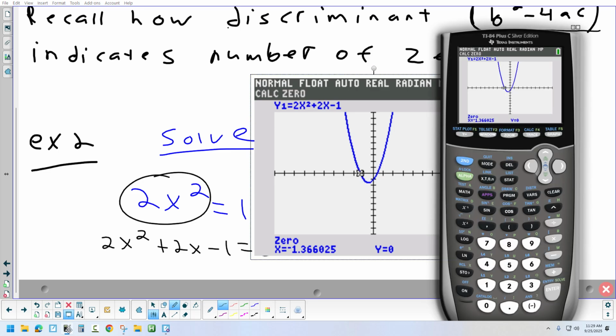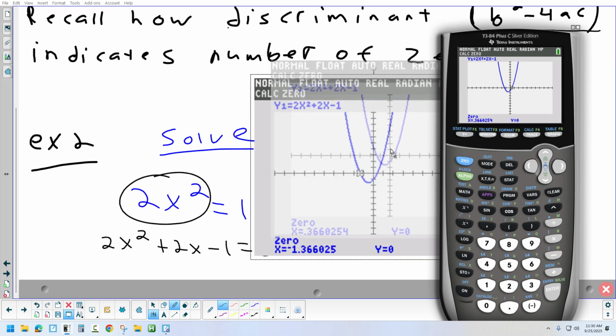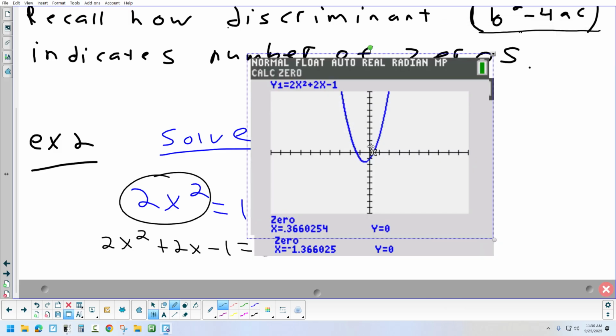So if you got that, then you did it right. If not, then make sure you ask me. Now we'll do it one more time. Second calc, 0. Pick a point to the left. Go to the right. And again, the guess, you just put it kind of close, but it doesn't matter. I just have to make sure that I'm closer to the one on the right. And it gave me the other answer, 0.366. And that's how you get your 2 zeros.